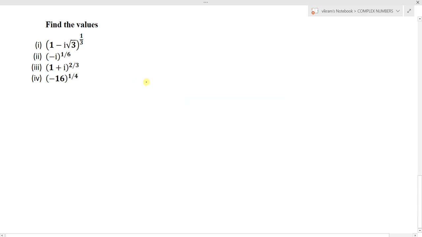Now how to solve the fourth one, minus 16 power 1 by 4. First of all we have to know what it is. Minus 16 power 1 by 4 has to be found. So first we will represent the minus 16. Minus 16 can be written as 16 into minus 1. The minus 1 can be written as minus 1 plus i times 0. Is it clear? It can be written in the complex form as minus 1 plus i times 0.